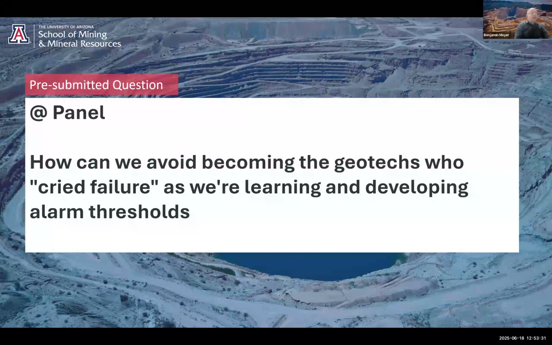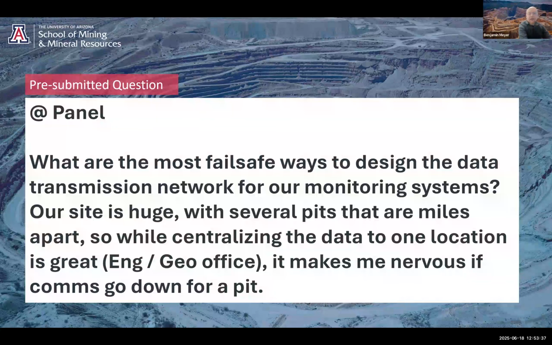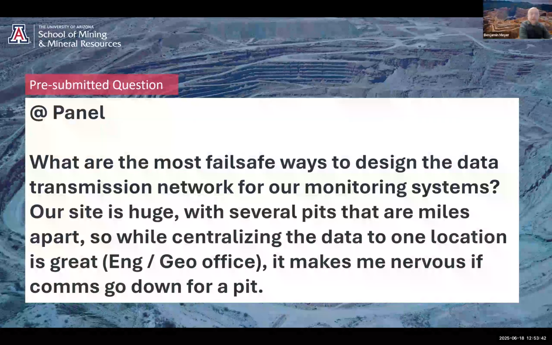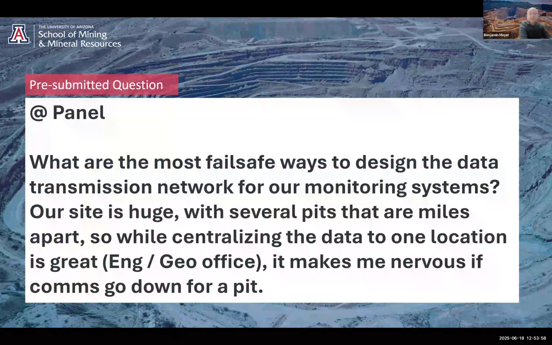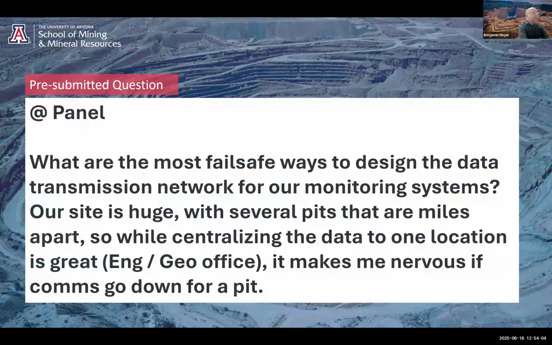So for the next question, which I think will take us all the way to the end, let's change tack a bit and ask, what are the most fail-safe ways to design the data transmission network for our monitoring systems? Our site is huge with several pits that are miles apart. So while centralizing the data to one location is great, such as the engineering or geotechnical office, it makes me nervous if comms go down for a pit. So where should the data go, and should it be addressed at one point or localized to each pit?